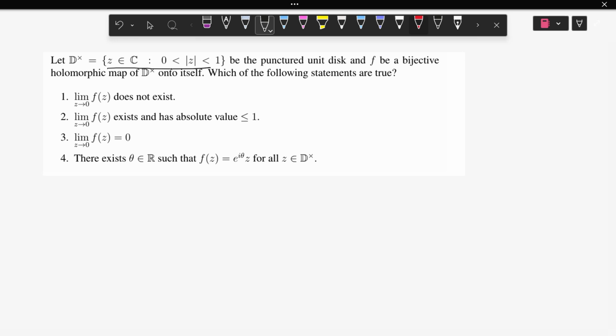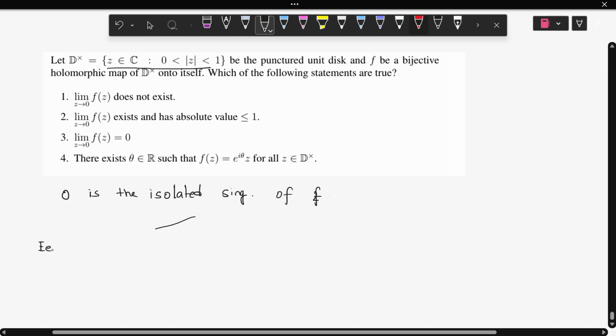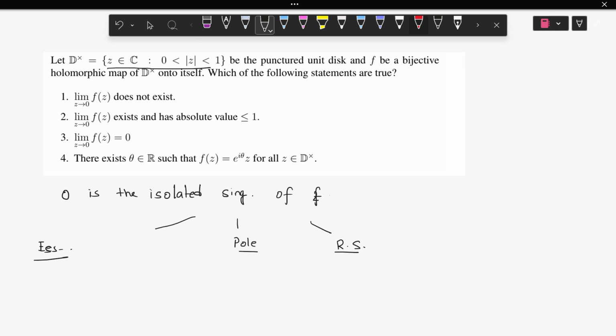is the only singularity. So in other words I can say that z equals 0 is an isolated singularity of f. Now we know that since 0 is an isolated singularity, there are 3 possible cases. One is essential, second one is pole, and third one is removable singularity. ठीक है? Now अगर 0, f का essential singularity होता तो एक चीज आपको observe करना होगा.